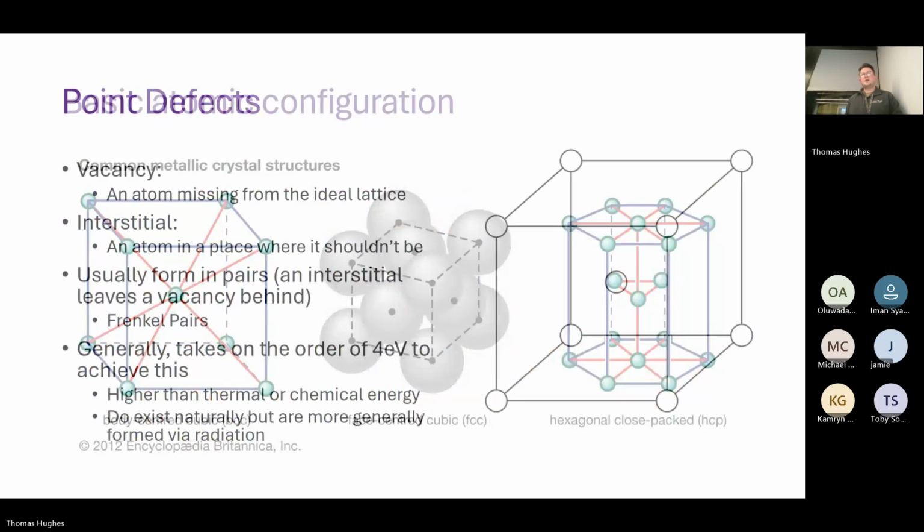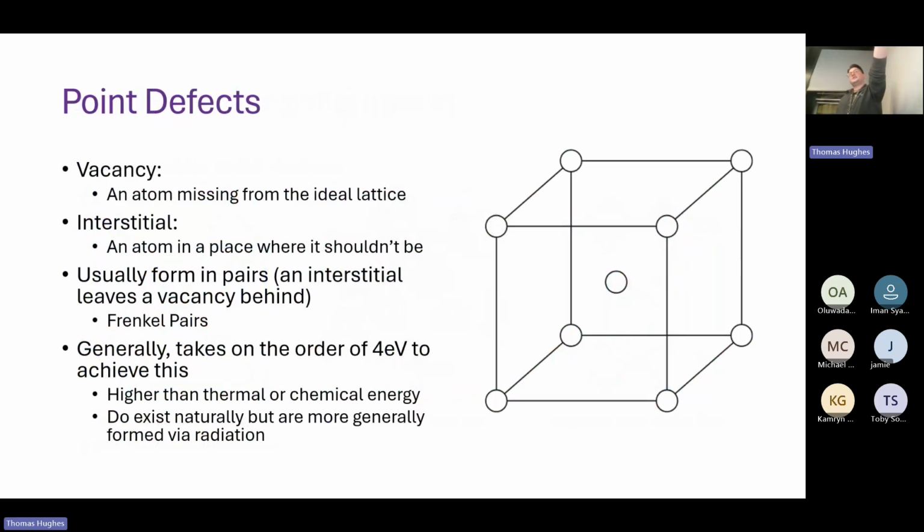So which one of those is this? Is this body-centered cubic or face-centered cubic? Body, it is body. So you've got your four corners and one in the middle, so it's body-centered. So we've got our nice organized structure with our repeating lattice, which is very nice and organized.